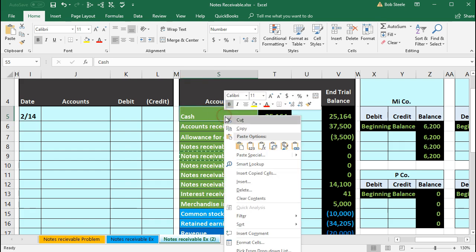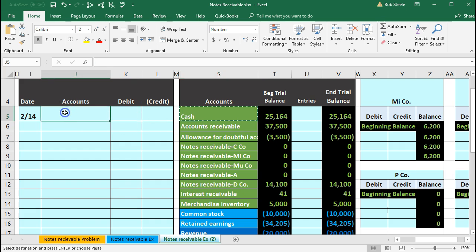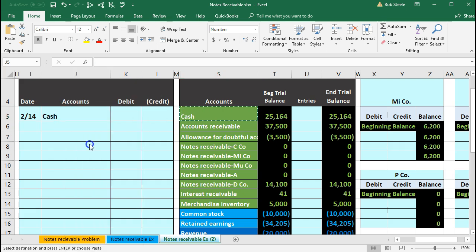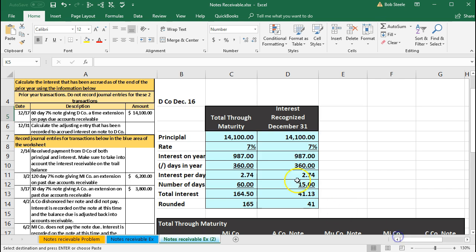So I'm going to copy cash, right-click and copy. Put that up in J5, right-click and paste. 1, 2, 3. Now the amount's going to be, if I scroll back over, the 14,100 plus the 165, the full amount of interest for the entire time period. We already earned this over here. We haven't received it, however. So the 14,100 plus the interest 165.